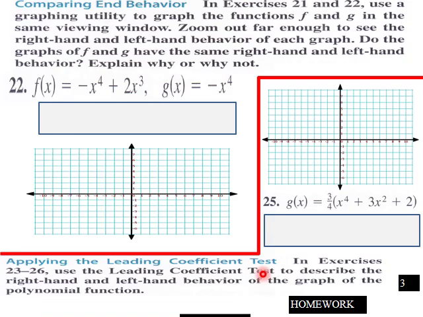10 points here. Page 3 of f and g here. Graph both of these. Zoom out far enough to see the right hand, left hand behavior of each graph. Do the graphs of f and g have the same right hand, left hand behavior? Explain. This is where you explain. Down here, leading coefficient test to describe right hand, left hand behavior of this graph here.